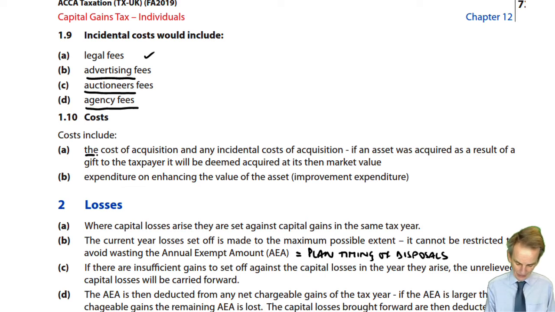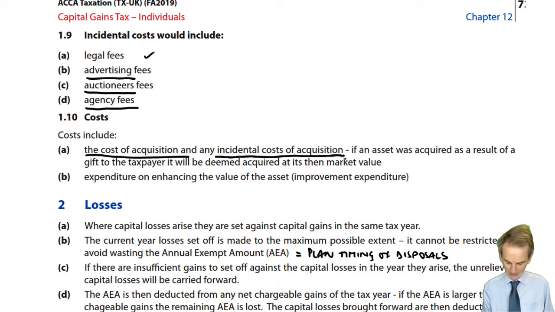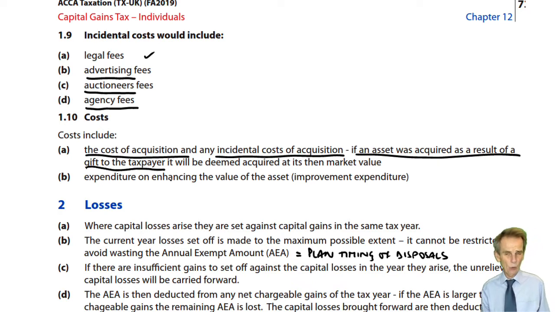Costs. Obviously, when we first buy an asset, there is the cost of acquisition, and if we were buying a property, we too would incur legal expenses. So there'd be any incidental costs of acquisition. If an asset was acquired as a result of a gift to the taxpayer, again, we haven't always bought it at full value. It may have been gifted in full or in part to us. Then if that was a result of a gift, it'd be deemed acquired at its then market value.